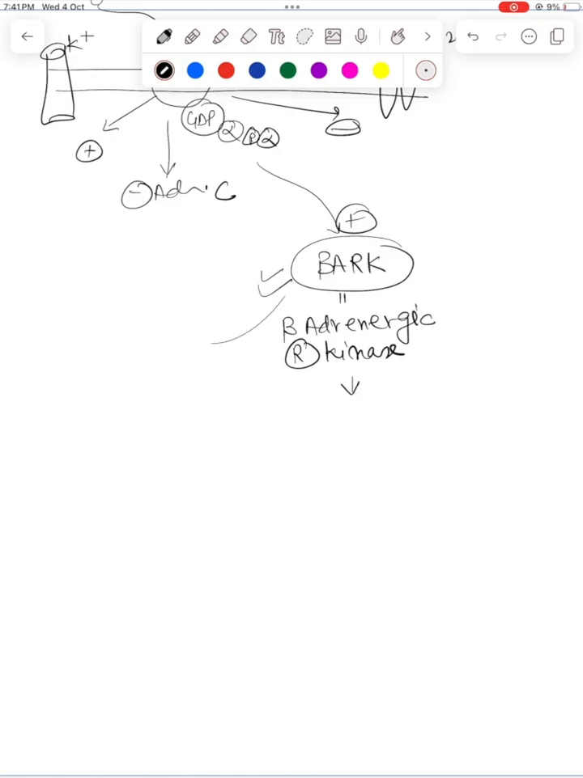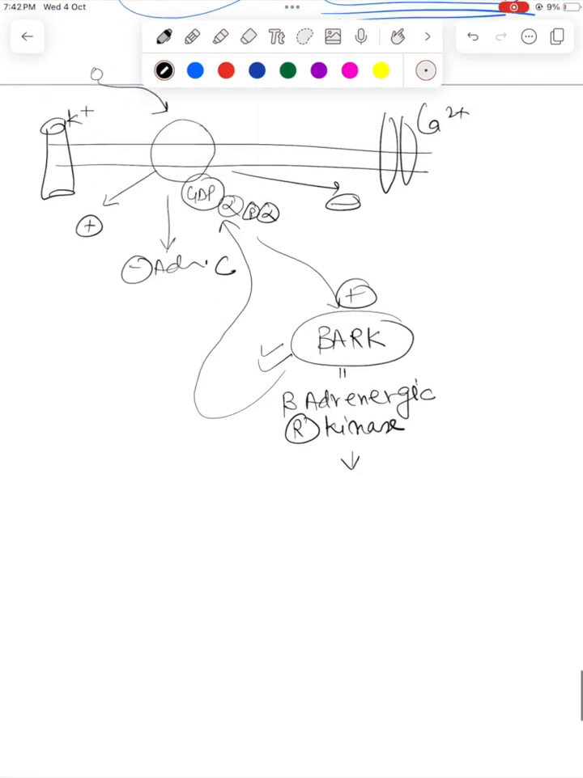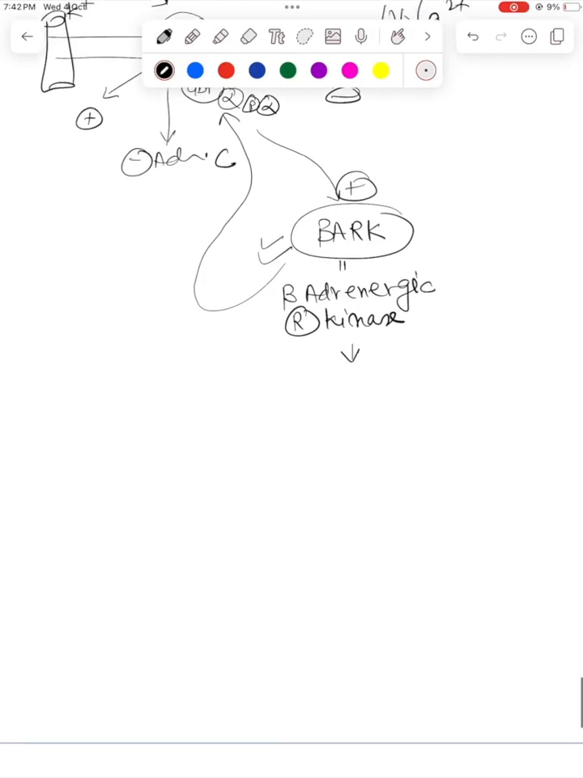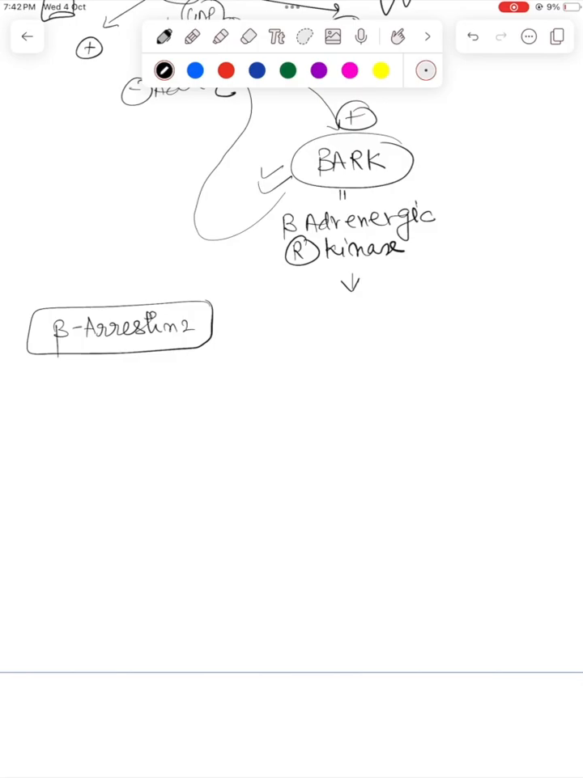Now what BARK does is it specifically targets the ligand bound opioid receptor. So whenever the ligand binds, the activated receptor is going to stimulate BARK and it will identify which of the receptors has been ligand bound. So it identifies those receptors and phosphorylates those receptors. Once the receptors which are bound with ligand get phosphorylated, they can interact with the molecule known as beta arrestin 2. Now, as soon as the ligand bound opioid receptor, which has been phosphorylated by BARK, interacts with beta arrestin 2, it gets internalized.